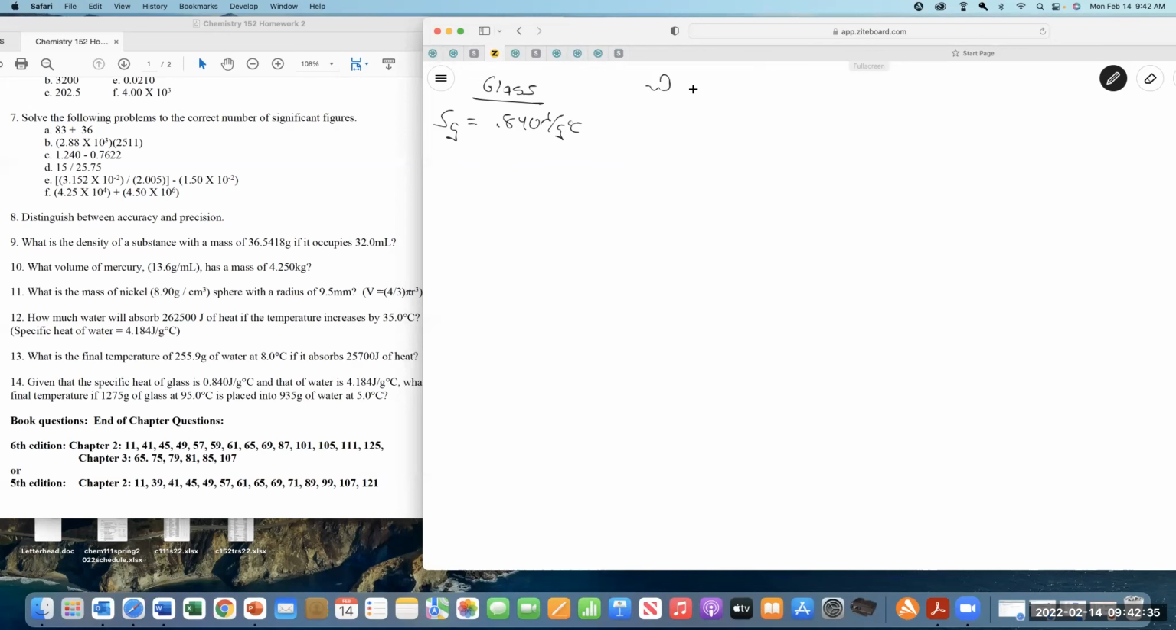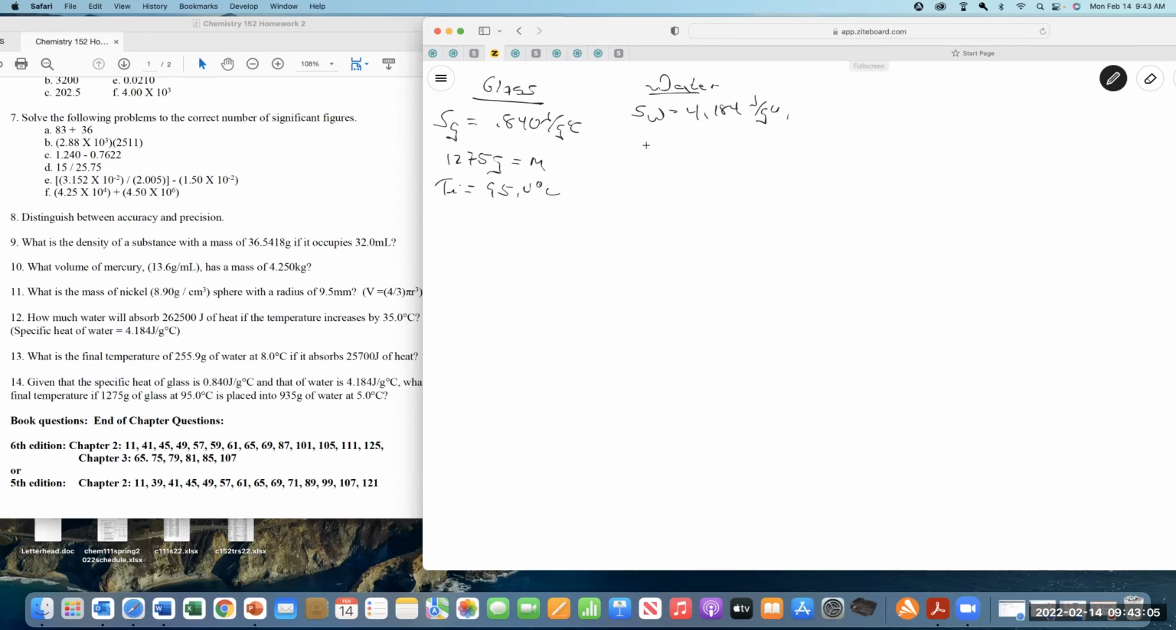For water, the specific heat of water is 4.184 joules per gram degrees C. And then you're told that the mass is 1,275 grams. And the initial temperature, this is the mass, the initial temperature is 95.